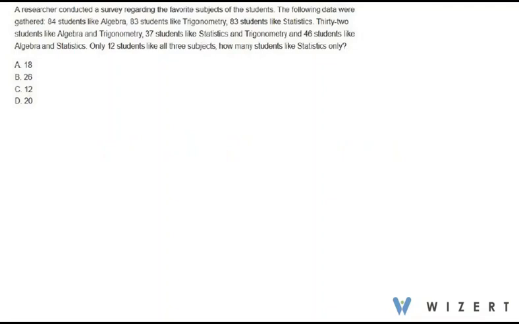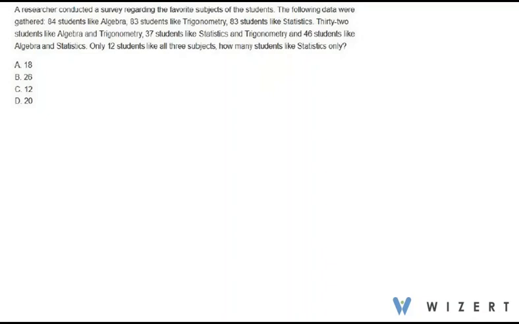We have this question here. A researcher conducted a survey regarding the favorite subjects of the students. The following data were gathered. 84 students like algebra, 83 students like trigonometry, 83 students like statistics, 32 students like algebra and trigonometry, 37 students like statistics and trigonometry, and 46 students like algebra and statistics. Only 12 students like all three subjects. How many students like statistics only?